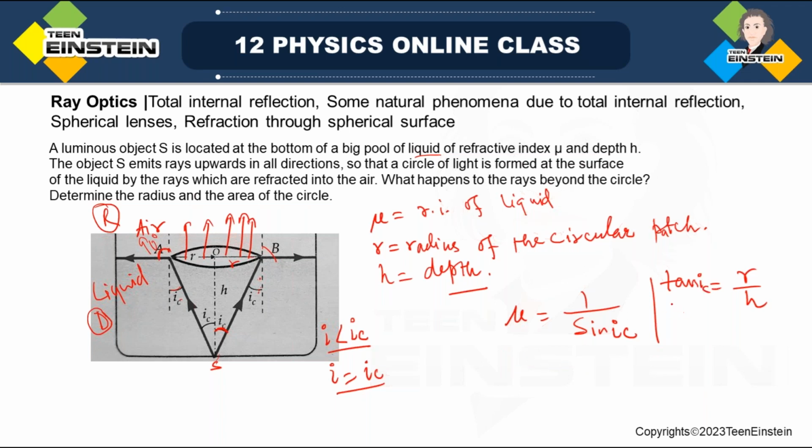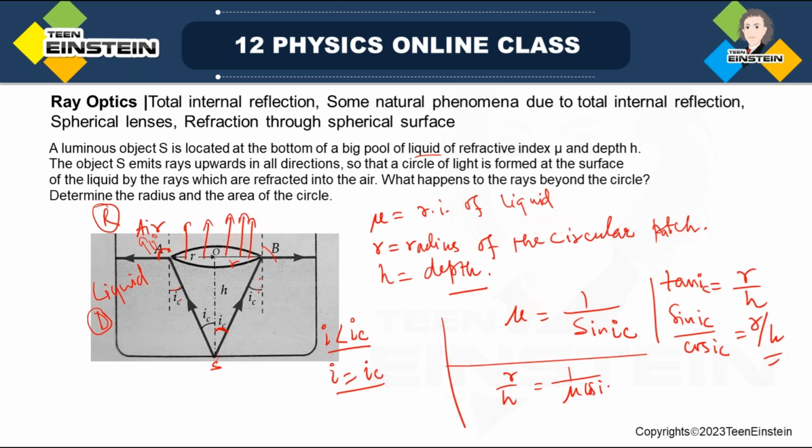So tan IC means sine IC by cos IC equal to r by h. In fact, we will get the same thing. Okay, so sine IC we know already, we can just put the value. Sine IC means 1 by mu. So we can write r by h is equal to 1 by mu cos IC. Okay, so we need to find out what is this cos IC then.